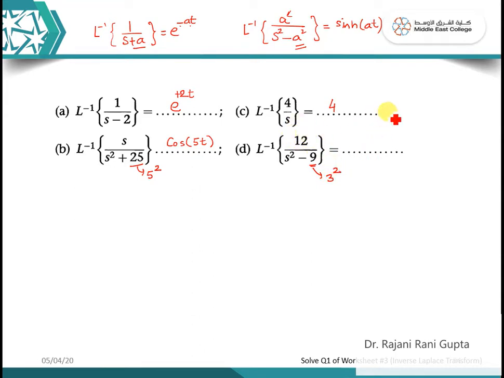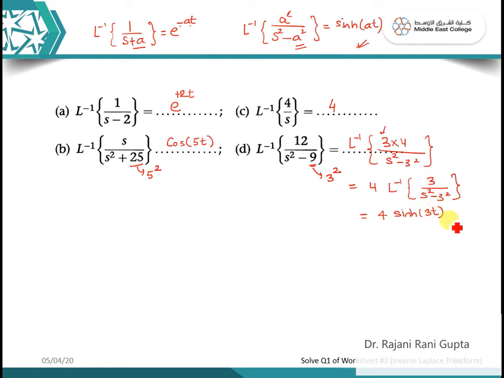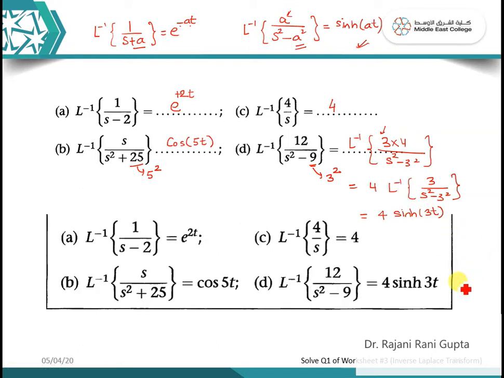But here we have 12. So what we will do? We will write it as Laplace inverse of... can we write 12 as a multiple of 3? Yes, we can write 3 times 4 over s square minus 3 square. Now we don't need 4, we need only 3. So this 4 we take outside and we can write it as 3 over s square minus 3 square. So for this, now we will make use of this rule. So this gives you 4 sinh of 3t. Okay, so we have this answer.